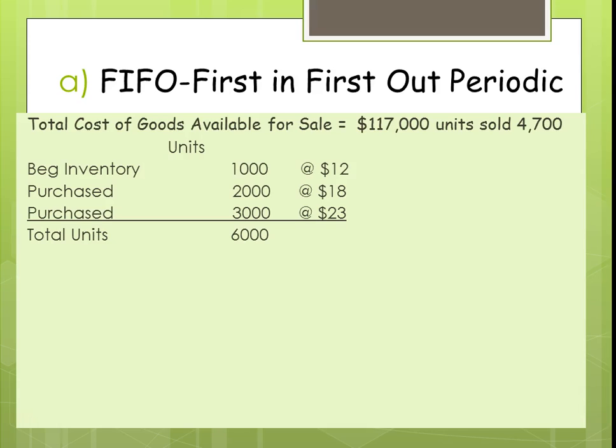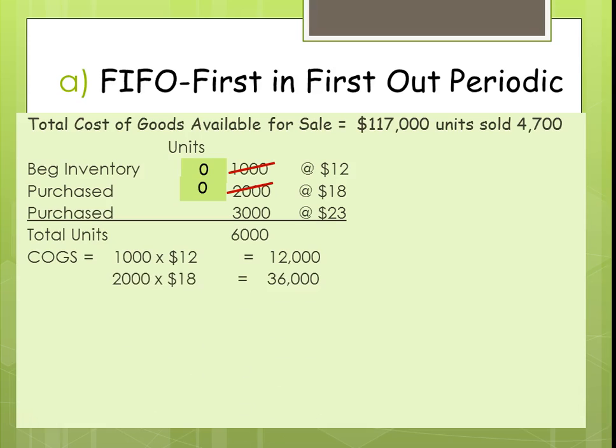So, for our first one, we're going to look at FIFO. Again, first cost in is the first cost out. And we know that the total cost of goods available for sale equaled 117,000, and the units sold were 4,700. So we sold 4,700 units, and since the first cost in is the first cost out, we're first going to take 1,000 units at $12. Now, we still have 3,700 more units to figure out, so we're going to now take 2,000 at 18, leaving 0 there. So for cost of goods sold, we're going to have 2,000 times 18, and we still have 1,700 left.